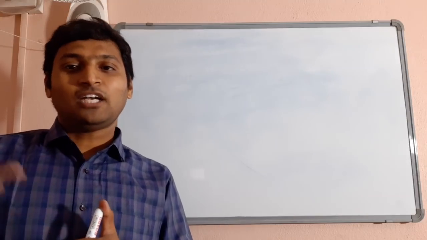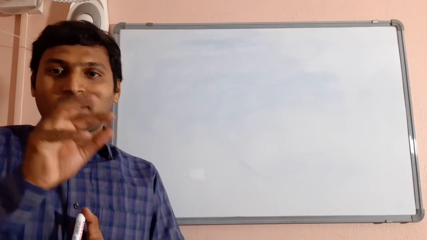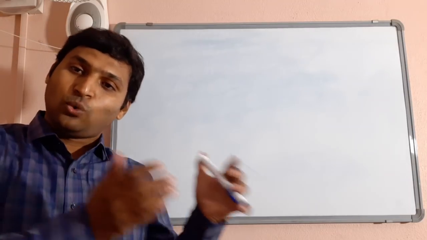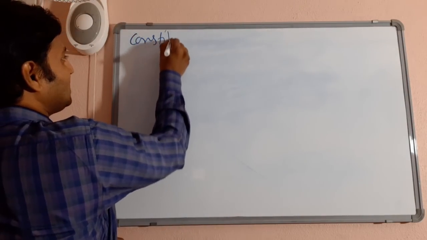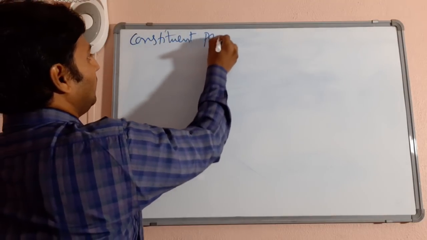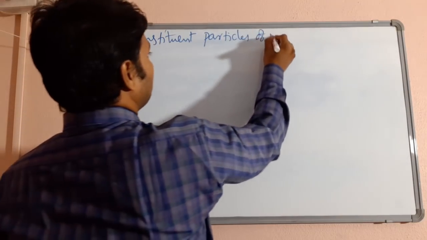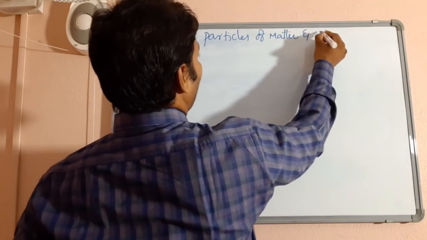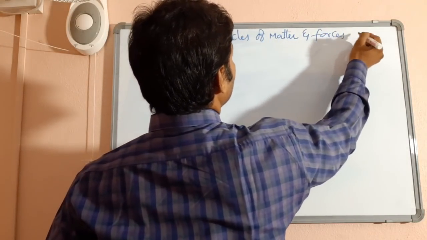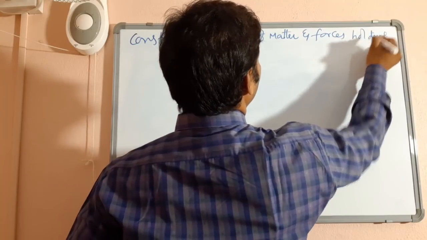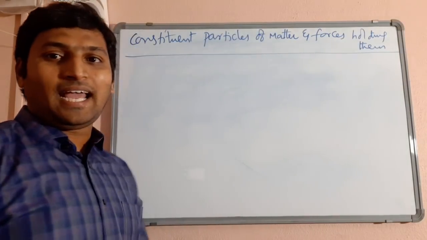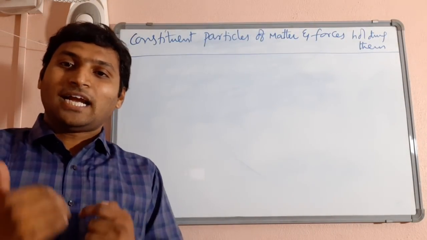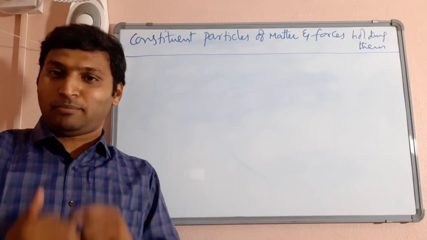So, before even doing that review exercise, I'll quickly brush up your fundamentals, which are from your school knowledge as well as the knowledge of your first PU syllabus. Okay, that is constituent particles of matter and forces holding them. Means, if you take any form of matter, what kind of microscopic particles might be present in it?